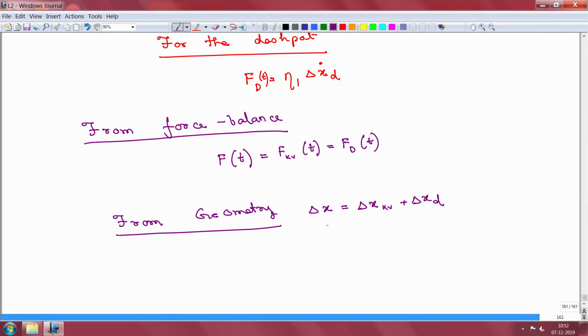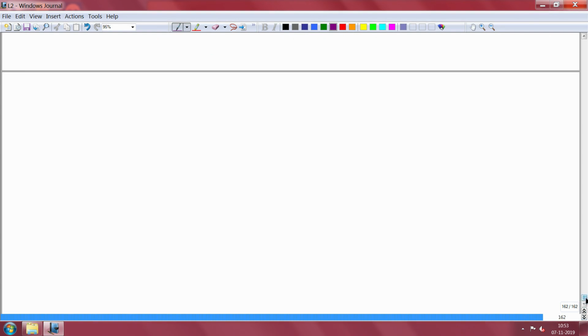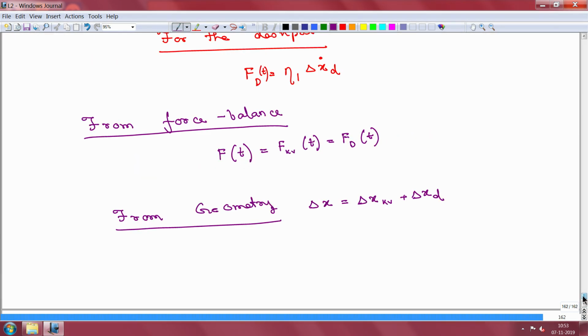Okay. So, now where do we want to get to? We want a relationship between the force and this displacement right here, right. The left hand sides of the force balance, and from the geometry, the two relationships that we have. Okay. So, let us write down the expressions.